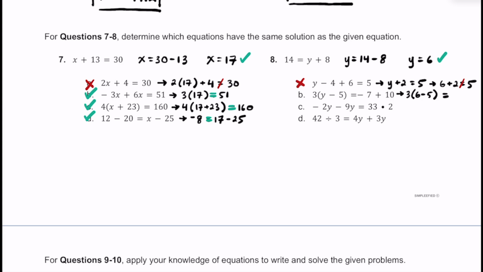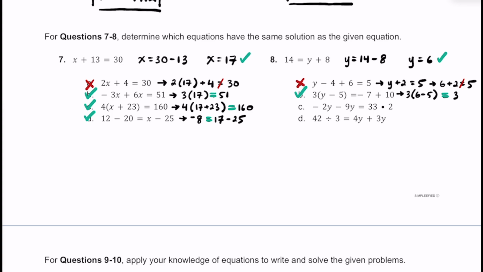We said negative 7 plus 10 is 3 on the right side, so the question is, does the left side of 3 equal the right side of 3? And I would say yes here, 3 does equal 3, so we know that y would be equal to 6 for this equation as well. Okay.